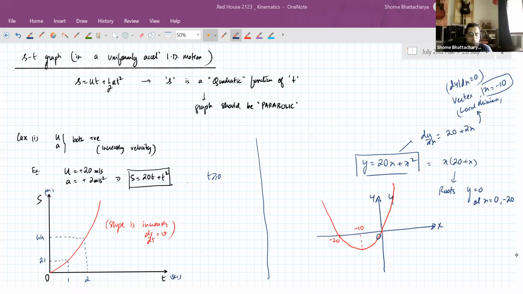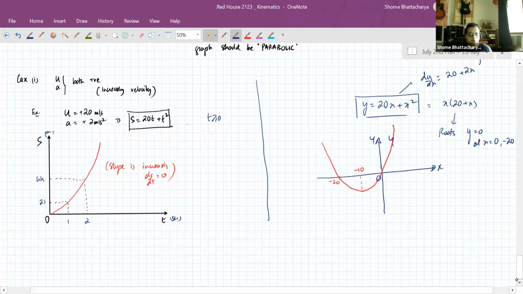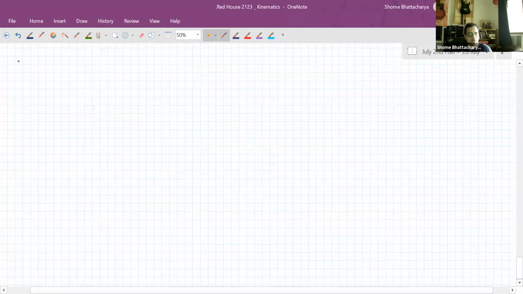Okay, people, so hope this is clear. Now moving on to the second case, where our initial velocity is positive, but our uniform acceleration is a negative quantity. Okay. So V is decreasing with time. So that kind of graph.